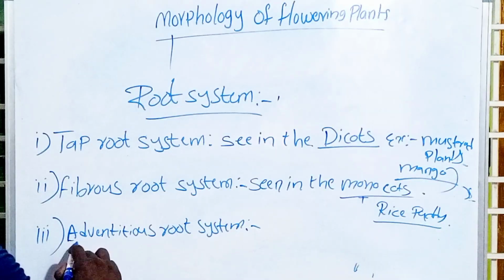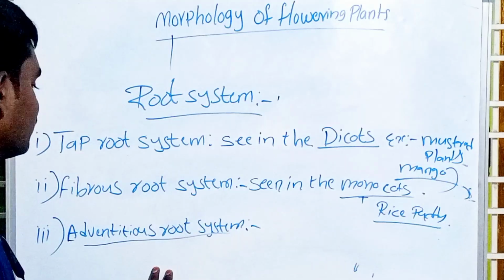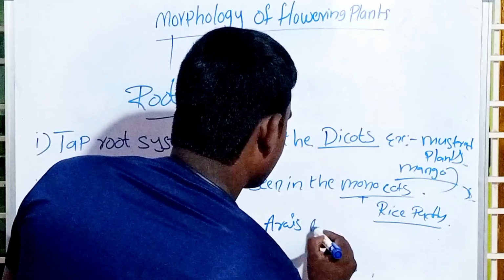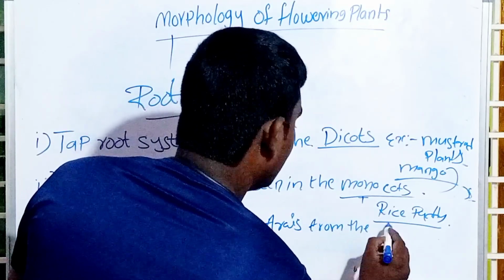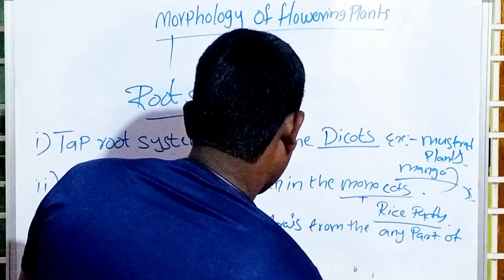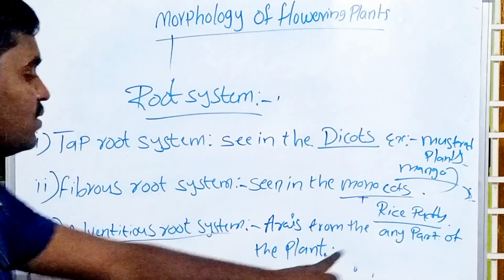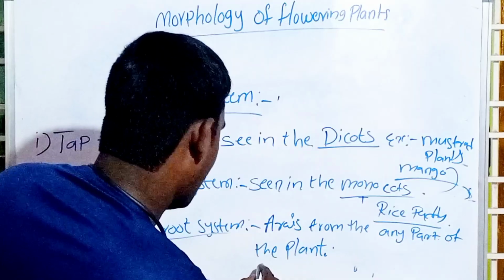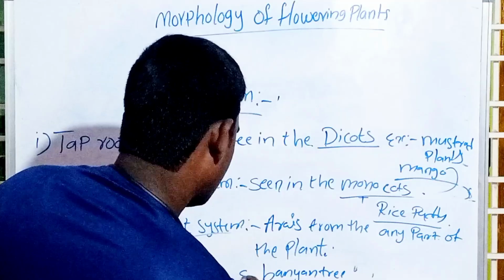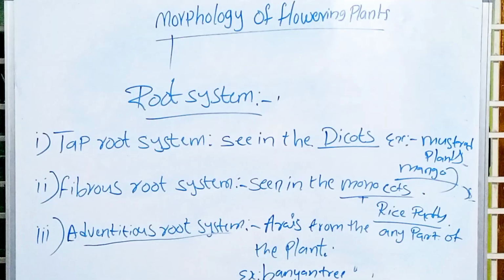And next one is the adventitious root system. It arises from any part of the plant. Example: banyan tree. These are the three types of root system.